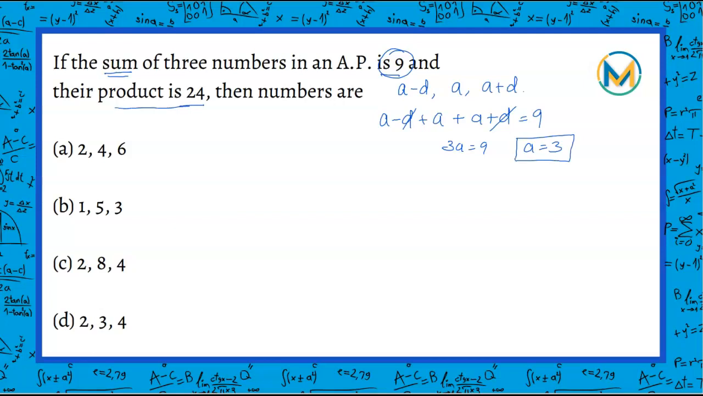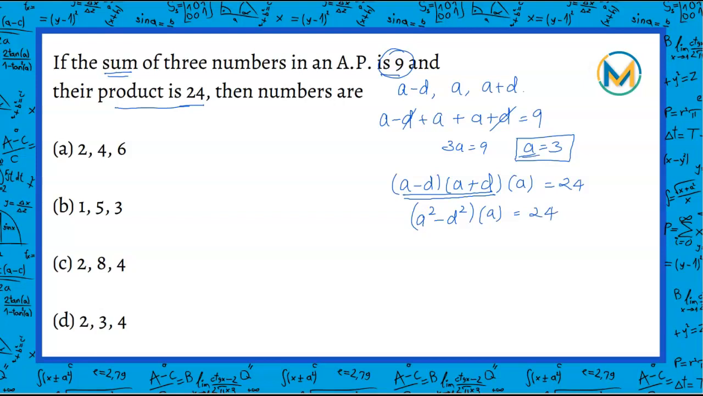Then I'm using the second condition. It says that the product is 24. So A minus D, I'm writing it like this, into A into A plus D is equal to 24. Now if you see both of these, I can write this as A square minus D square, which goes with the identity A square minus B square. And then you have A is equal to 24.